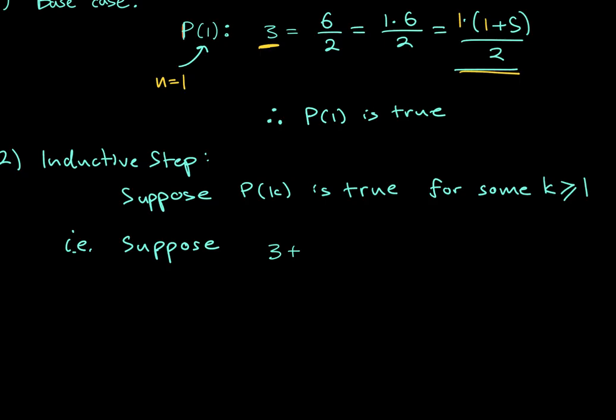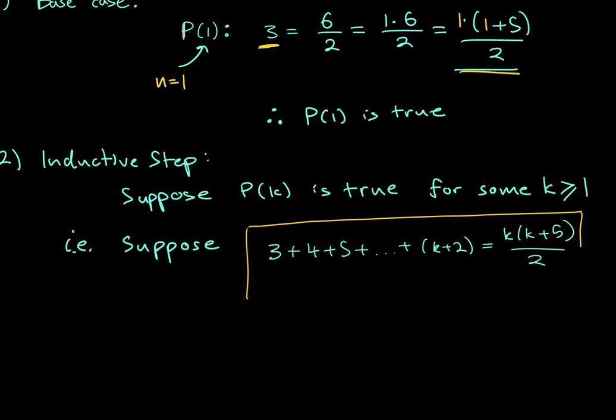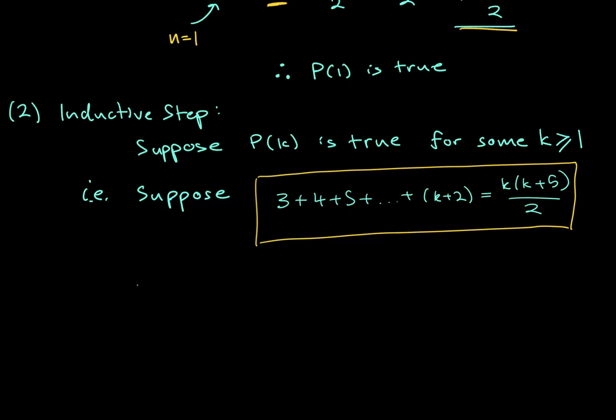So I'm supposing that 3 plus 4 plus 5 plus all the way up to k plus 2 is in fact equal to k times k plus 5 over 2. I'm supposing this is true, and I want to show that it is also true. We want to show, and this is all within the proof, P of k plus 1 is also true under this assumption.